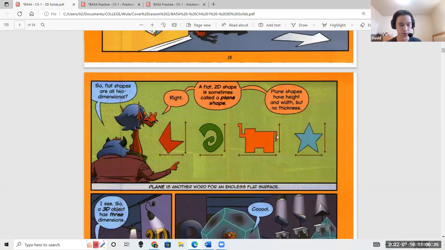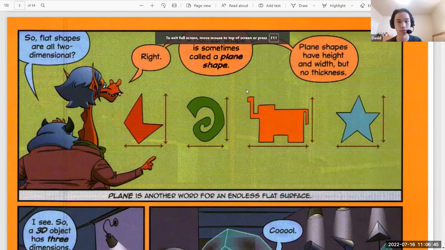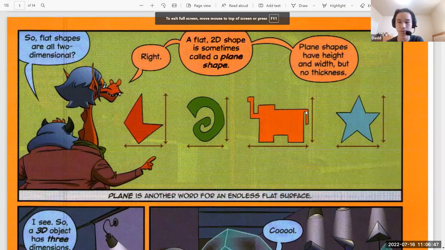Let me zoom in a bit. Hopefully this might be easier to read. Sorry, guys. Yes, hopefully this is slightly better. Plane shapes have height and width, but no thickness. Let me make this full screen as well. There, okay. Hopefully this is better.